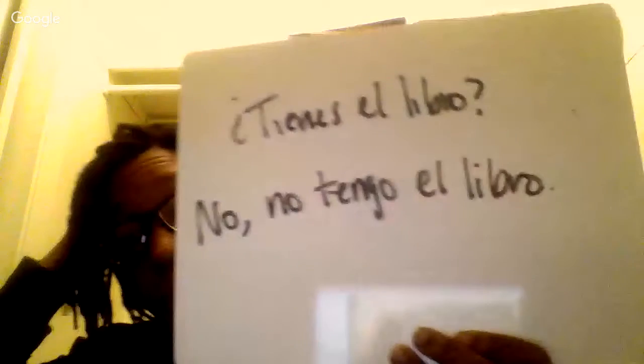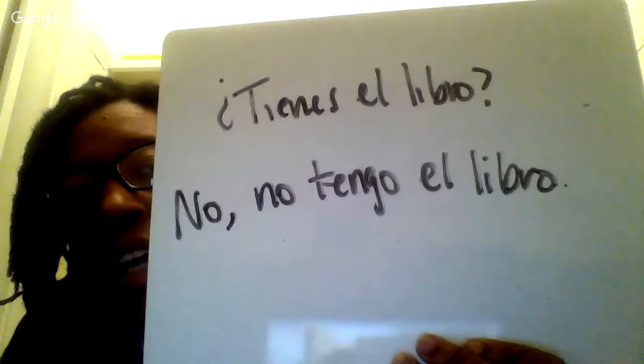Now, if you want to say, do you have the book? You do not translate do, so don't ask how to say do. You would just say, ¿Tienes el libro? Now go ahead and try and respond, no, I don't have the book. See if you can do it. No, no tengo el libro. No, it's not tieno, it's tengo. Remember, it is irregular.